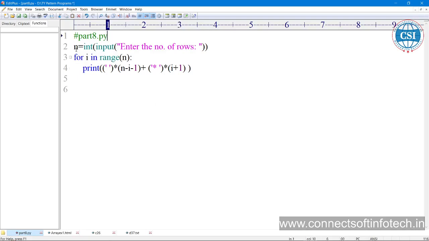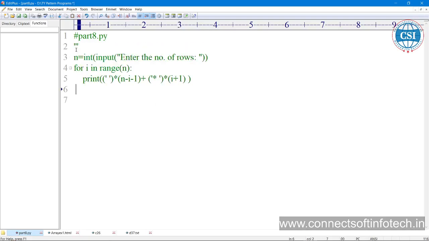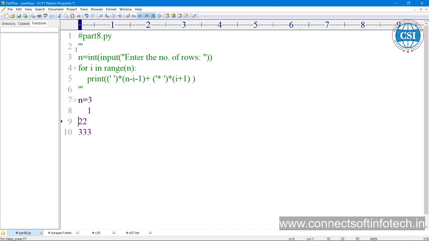Now the next one. What is next? In the next program, what pattern do you have to print here? If you enter the number of rows n equal to 3, in the first row I want to print 1, in the second row 2 2, and in the third row 3 3 3, in this pyramid pattern. So what to do here?